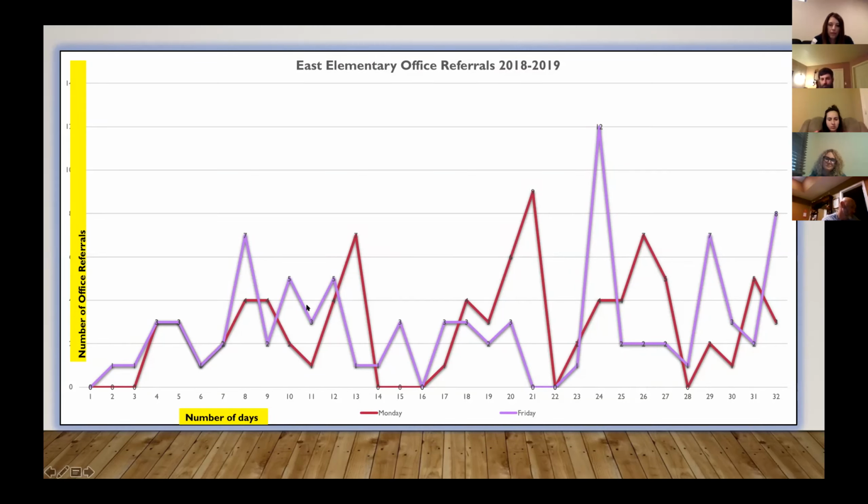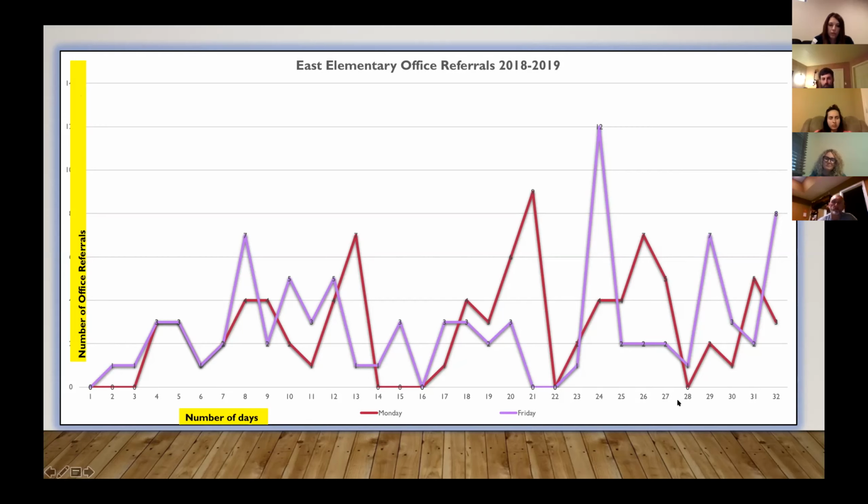As you can see, if you're looking at the data, it's comparing the number of office referrals going in this direction, and horizontally you're looking at the number of days. We had to have at least 30 days of data. I had 32. Originally, when I started this, I was trying to compare the days, and I think I had already told you guys about this. I was hoping to pair up the Mondays and Fridays per week, but because we have so many days off with holidays and teacher work days, I couldn't really do that.